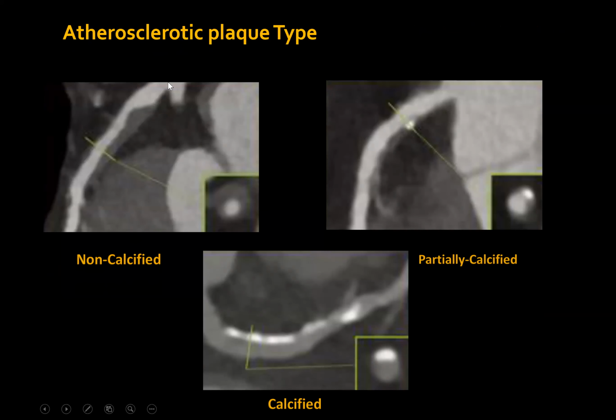And you see there's a curved reconstruction, and this non-calcified plaque appears as a low attenuation area with insignificant narrowing of the adjoining vessel. With time, there's calcium deposition in the soft plaque and it produces partially calcified plaque. And here you see long segment arterial wall calcification. These are relatively stable plaques. We are concerned about non-calcified and partially calcified plaque.